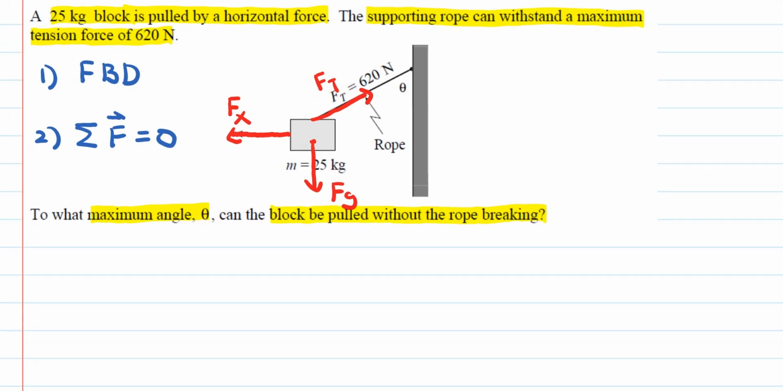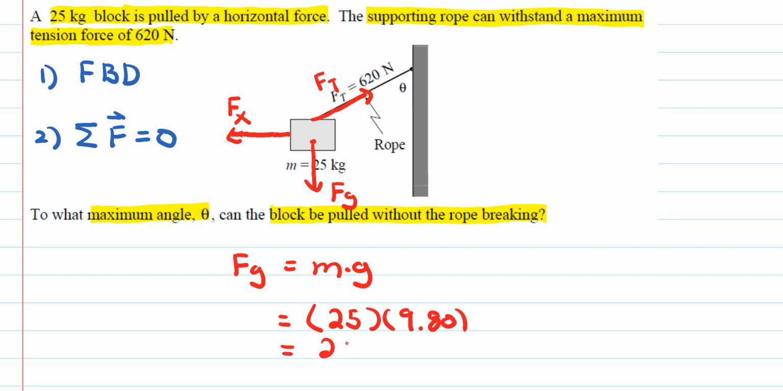Okay. One thing that you might want to do is calculate the force of gravity, which is really the mass times the acceleration due to gravity. The mass of the block is 25 kilograms. The acceleration due to gravity is 9.80. And if I multiply those two numbers together, I get 245 newtons. So basically there's 245 newtons of weight acting in the downwards direction. That right there is my free body diagram in the red font.